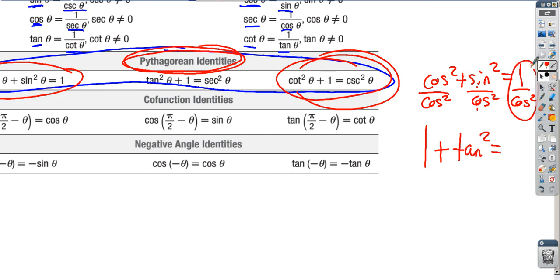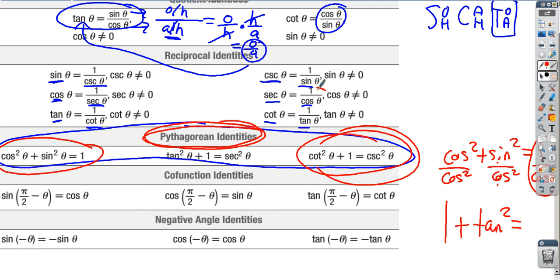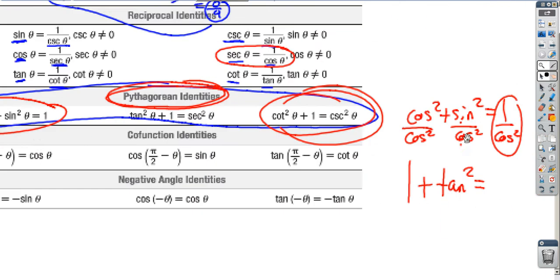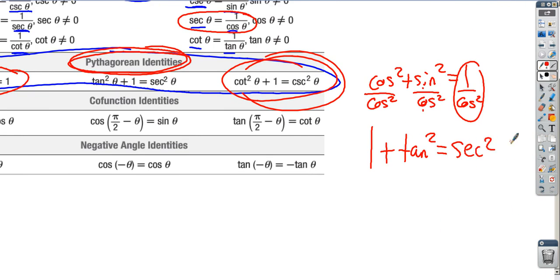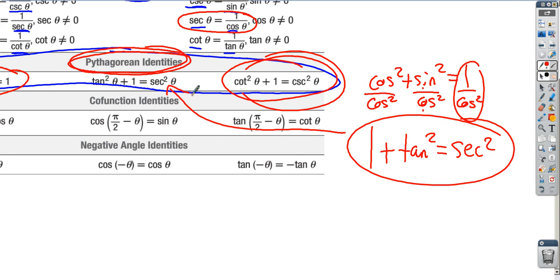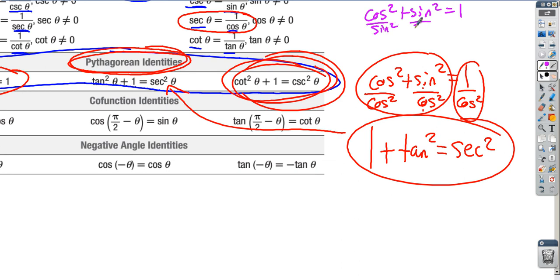And 1 over cos, well, what's the reciprocal of cos? We said it's up here. The reciprocal of cos is secant. So 1 over cos squared would be sec squared. So notice this right here is that identity right there. How do you get this one right here? You do the same thing, except now instead of dividing by cos squared, we'll divide by sine squared. So let's take this, and we'll divide everything by sine squared. Okay. Sine squared over sine squared, that's 1. 1 over sine squared, 1 over sine is cosec. And cos over sine is cotan.